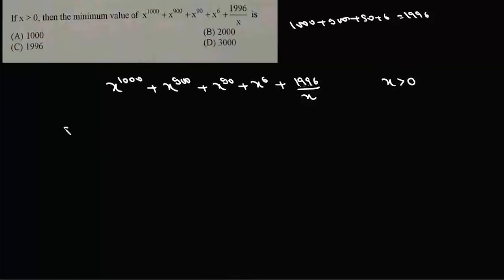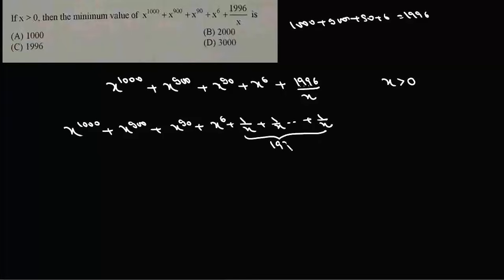So what we'll do is, we'll write x to the power 1000 plus x to the power 900 plus x to the power 90 plus x to the power 6 plus 1 by x, written separately 1996 times. Now when we multiply all these terms, the powers of x will cancel, and we get 1. So their product is constant. If we need the minimum value of the sum and the product is constant, then we have to use AM, GM. So we'll use the AM is greater than or equal to GM inequality.